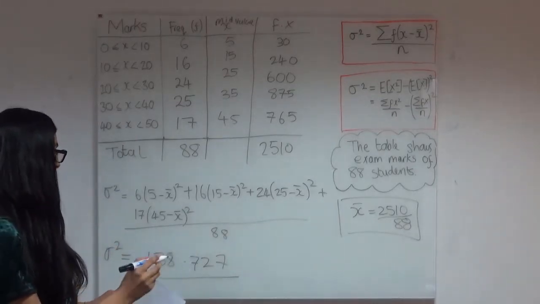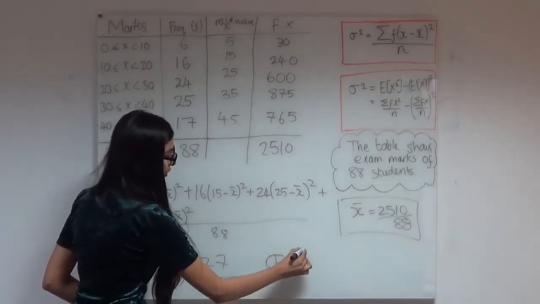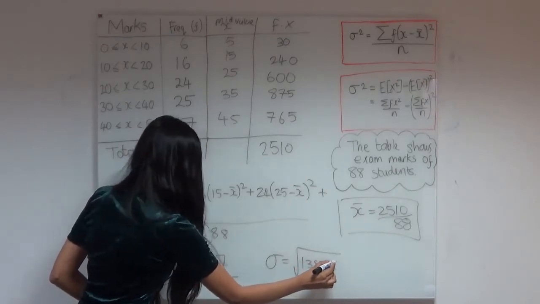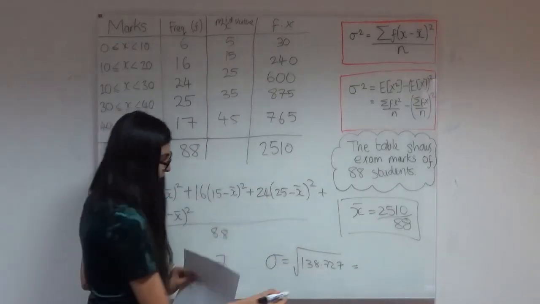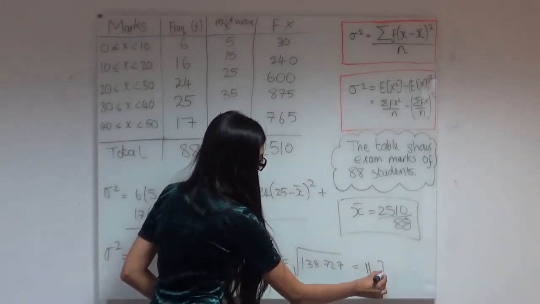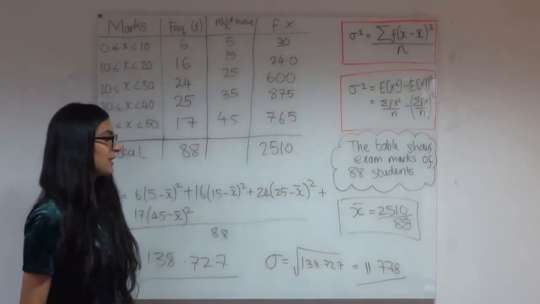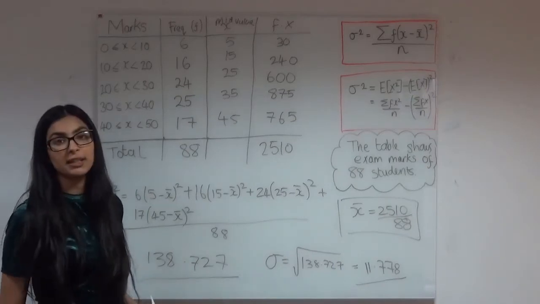Now to work out standard deviation from this, we just have to square root the answer, so the square root of 138.727. This will give you 11.778 to 3 significant figures. Okay, so that is the first method of working out variance and standard deviation.